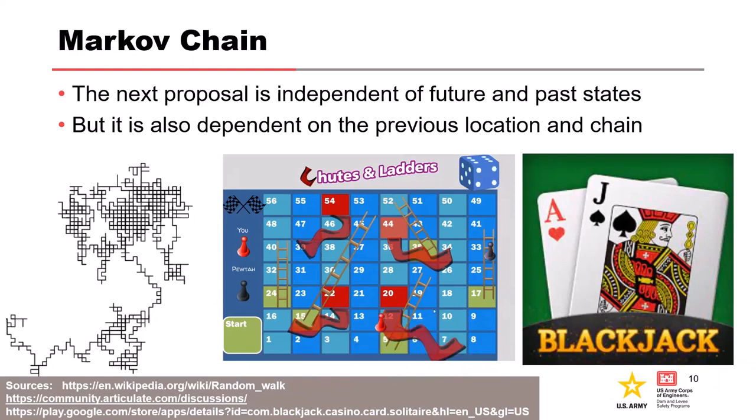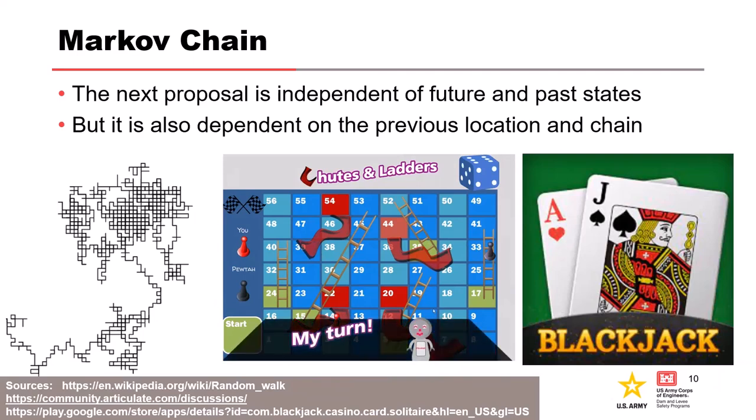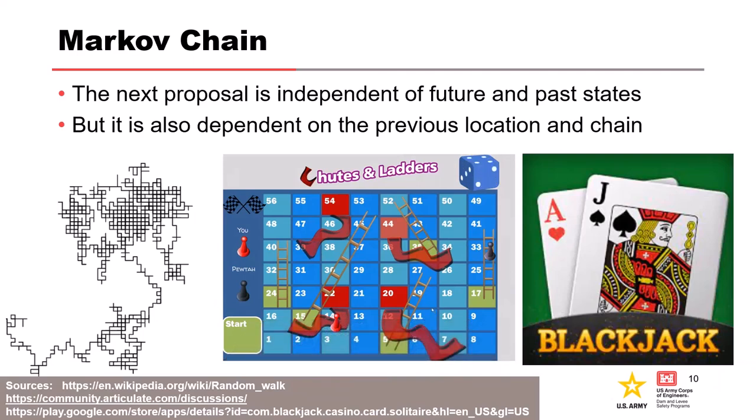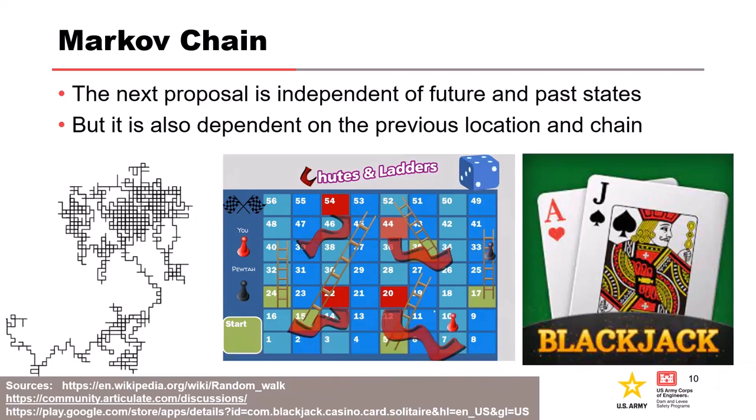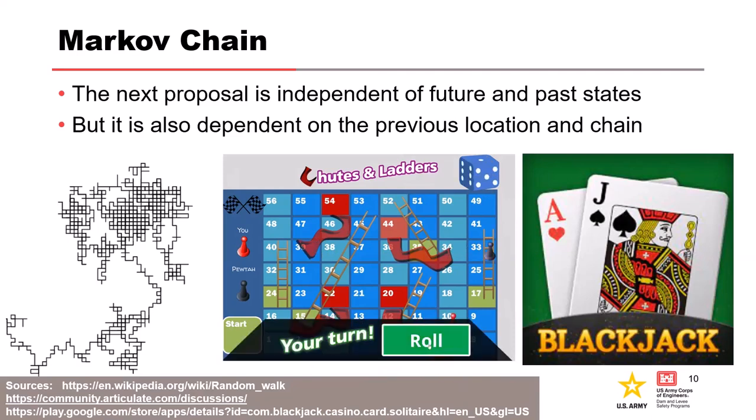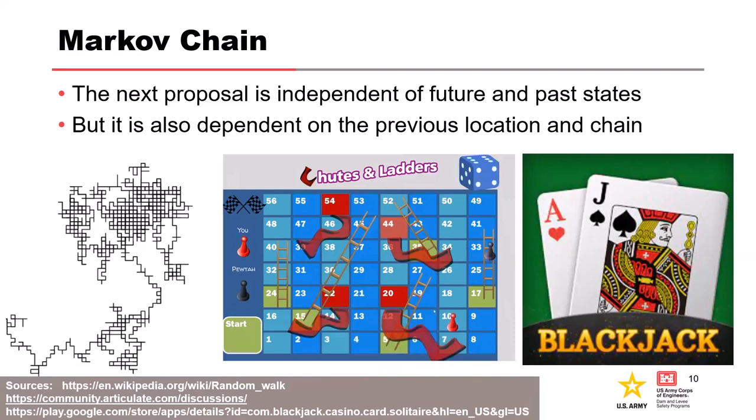So the sequence of cards played and the choice to see another card start to form a chain, where each card that comes out is dependent. But we still have the random proposed next card. You don't know what that next card is going to be. It's going to be random. But because we know what cards have been played and what cards are left, we have some knowledge about the chain and can be more informed about that next choice.